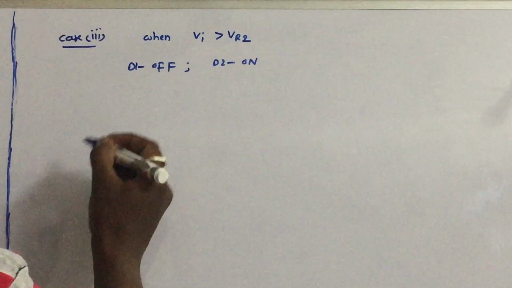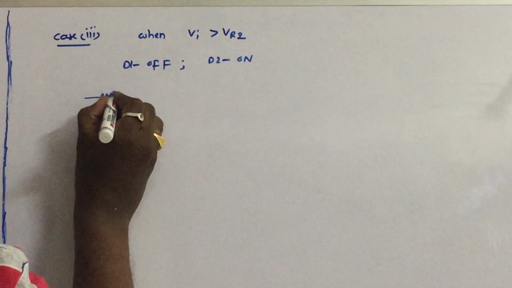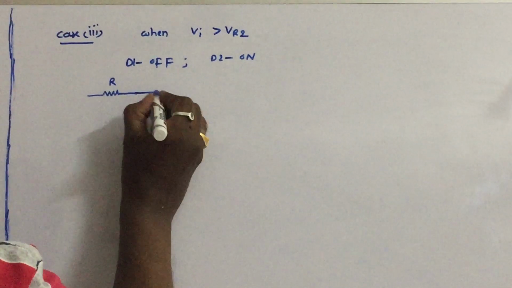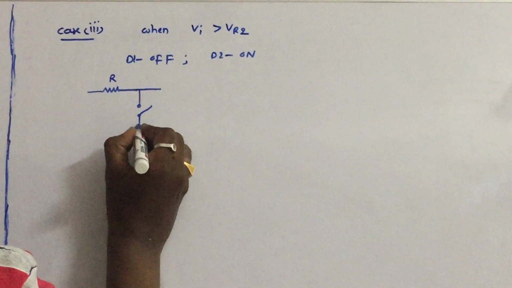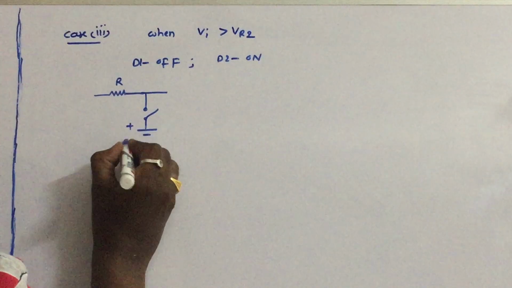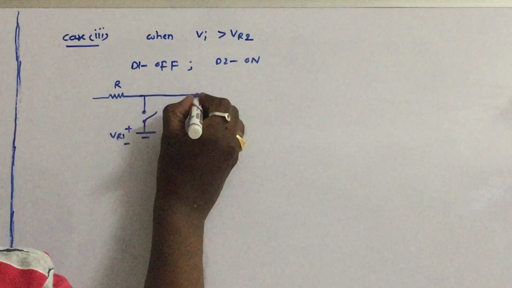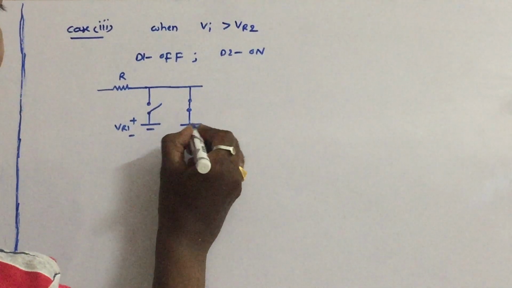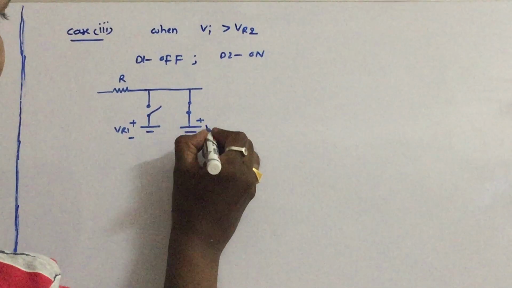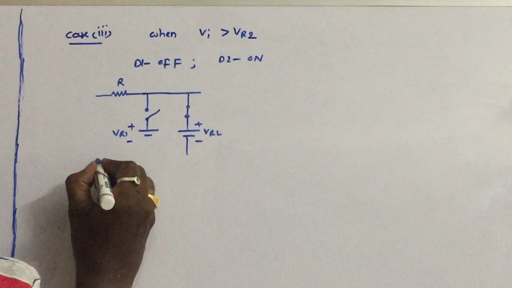So therefore let us draw the equivalent circuit. Very simple. Resistor. So what is the status of the diode? The status of the diode D1 is in off condition. So this is the biasing voltage VR1. So what is the condition of diode D2? Diode D2 is turned into on condition. So this is plus or minus VR2. So VR2.